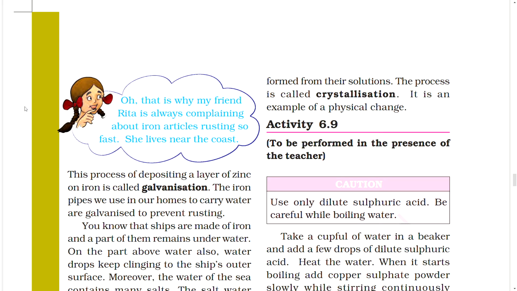Oh, that is why my friend Rita is always complaining about iron articles rusting so fast. She lives near the coast. This process of depositing a layer of zinc on iron is called galvanization. The iron pipes we use in our homes to carry water are galvanized to prevent rusting.